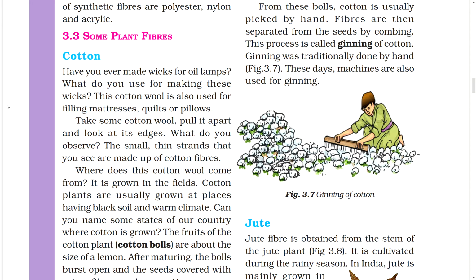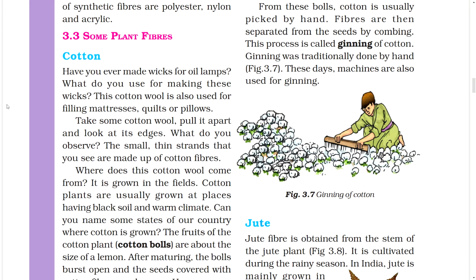Take some cotton wool, pull it apart and look at its edges. What do you observe? The small thin strands that you see are made up of cotton fibers. Where does this cotton wool come from? It is grown in the fields.